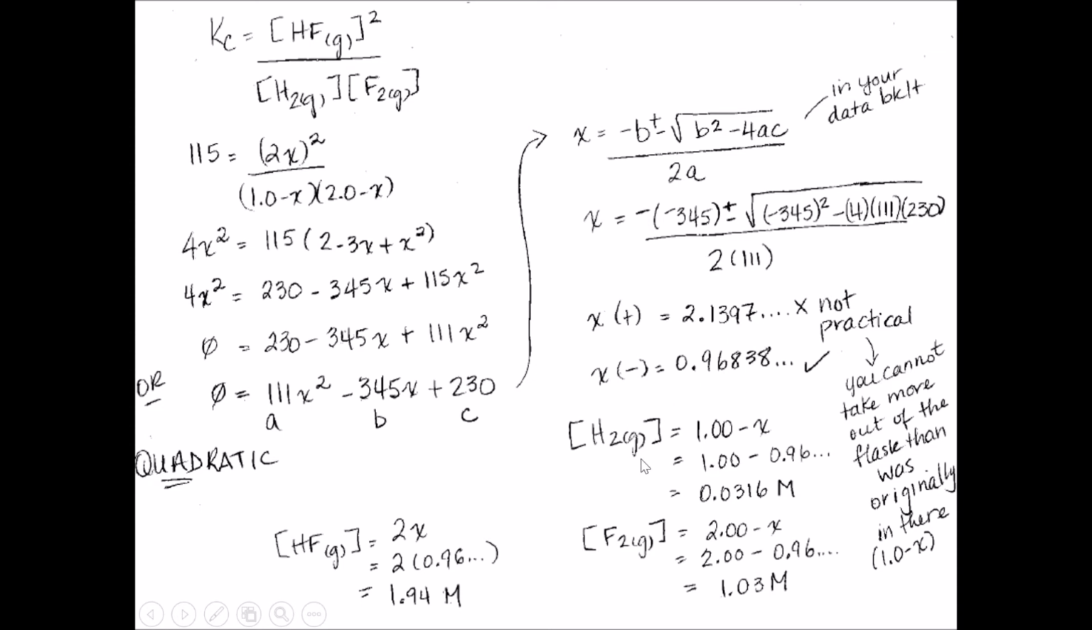And when we substitute this in for all of our chemical species at equilibrium, we are left with a concentration for H2 gas of 0.0316 moles per liter. The concentration of F2 gas at equilibrium is 1.03 moles per liter. And finally, the concentration of HF gas at equilibrium is 1.94 moles per liter.